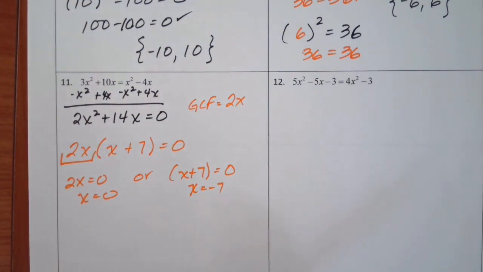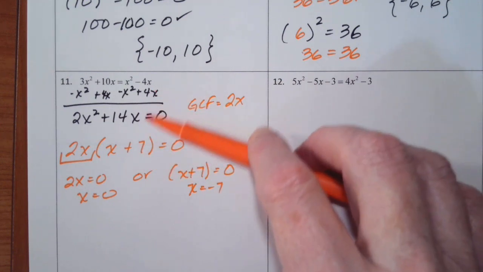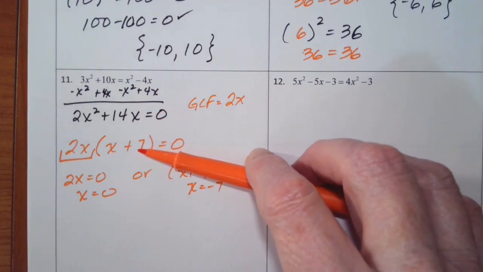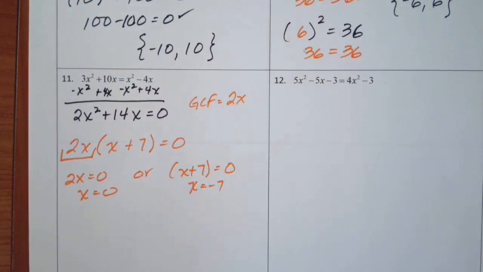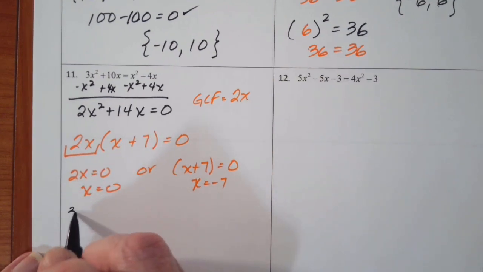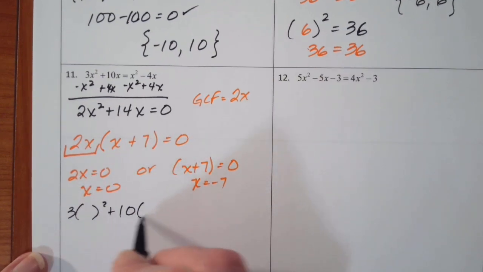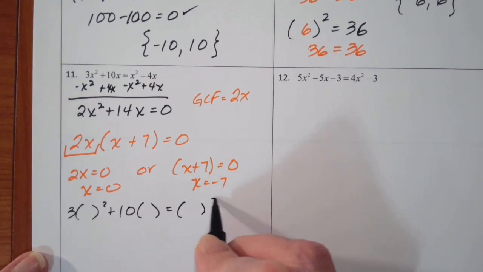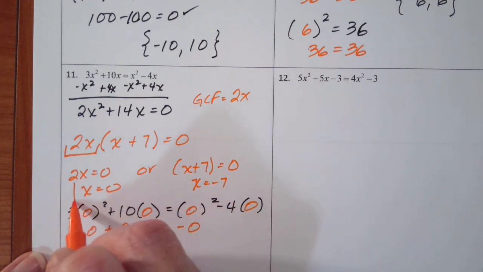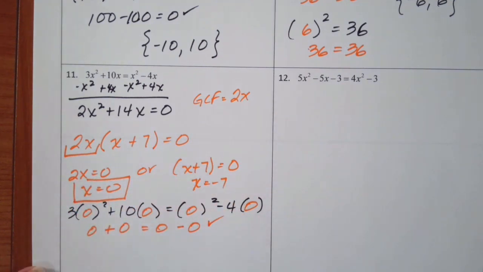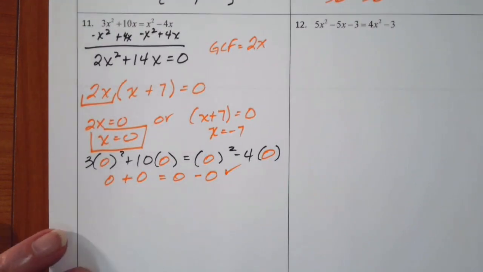Okay. Now once again, look at all the opportunities to make mistakes here. It looks like I did it right, but even a sign error will make it a mess. So I'm going to go back up and check each of these solutions in my original equation. So 3 times something squared plus 10 times something equals something squared minus 4 times something. Okay, 0, 0, 0, 0. So that means 0 plus 0 equals 0 minus 0. That checks. So that one's taken care of.